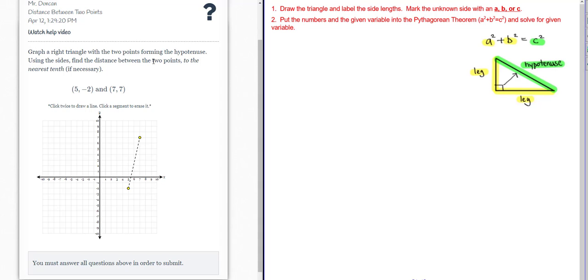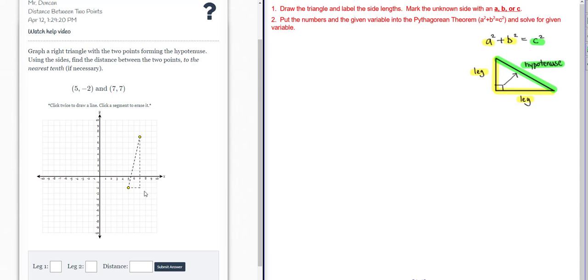Using the sides, find the distance between the 2 points to the nearest tenth. So I'm going to draw a horizontal line, and that's 2, and then a vertical line, and I'm pretty sure that's 9. So let's see, leg 1, that's the bottom one, is 2, and then this will go up 1, 2, 3, 4, 5, 6, 7, 8, and then 9. So 2 and 9. Now we have to figure out the distance along the hypotenuse.